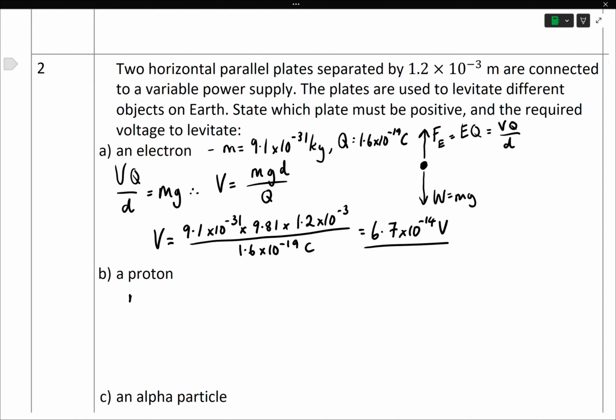For a proton, it has a mass equal to 1.67 times 10 to the minus 27, and its charge is also 1.6 times 10 to the minus 19 coulombs. Sorry, I paused slightly because I've missed this bit, haven't I? State which plate must be positive. So for an electron, we want it to be attracted up, so top plate is positive on this one.